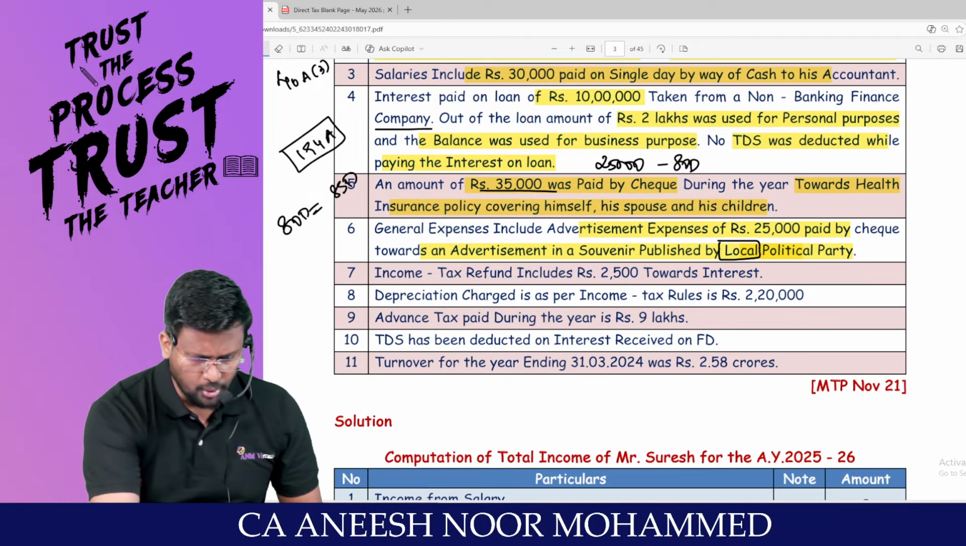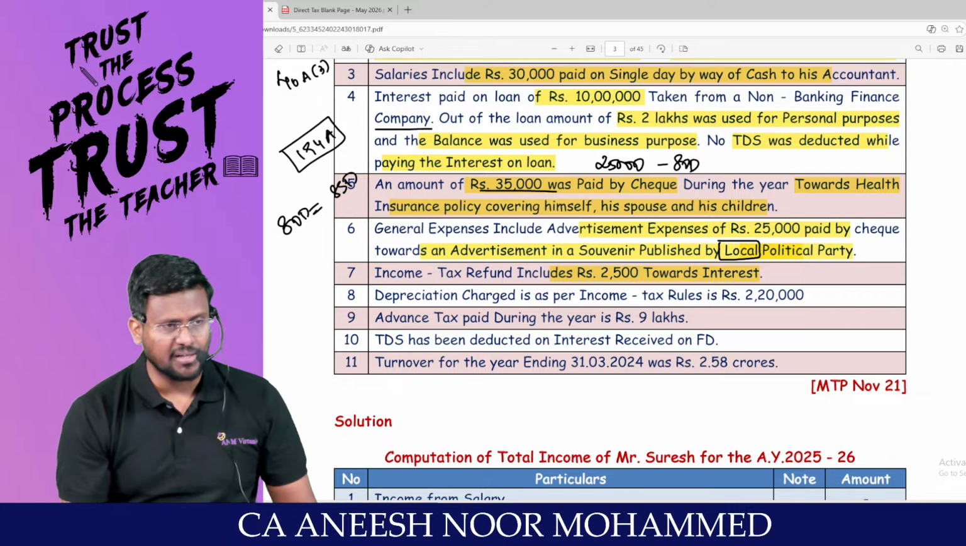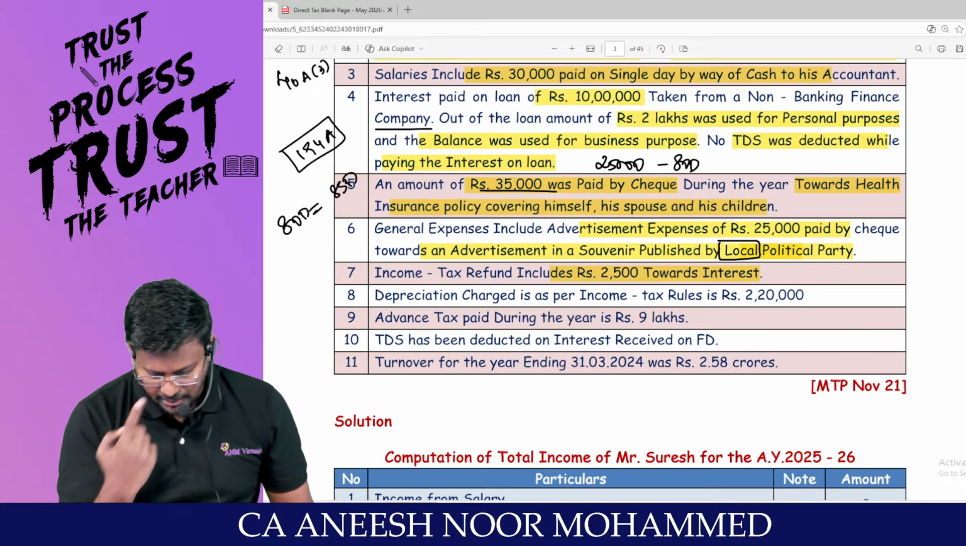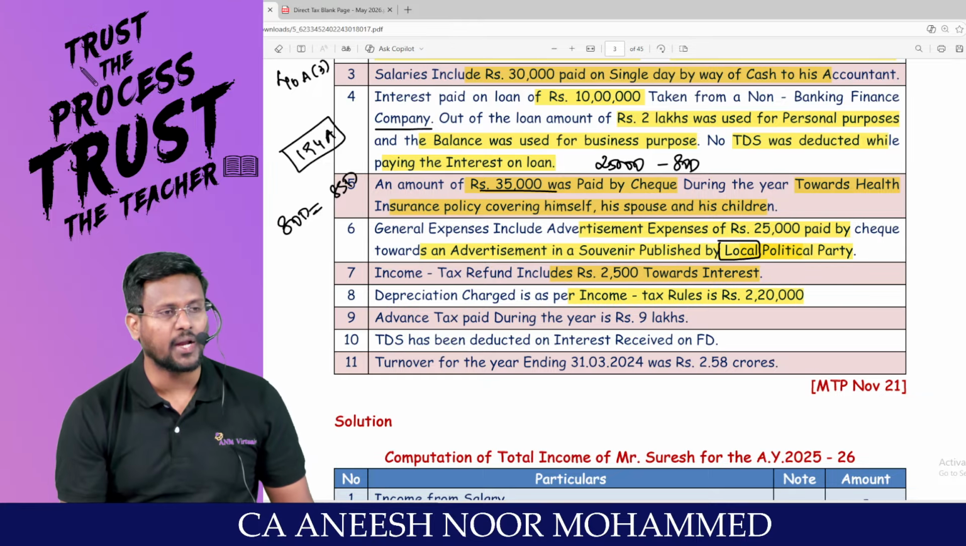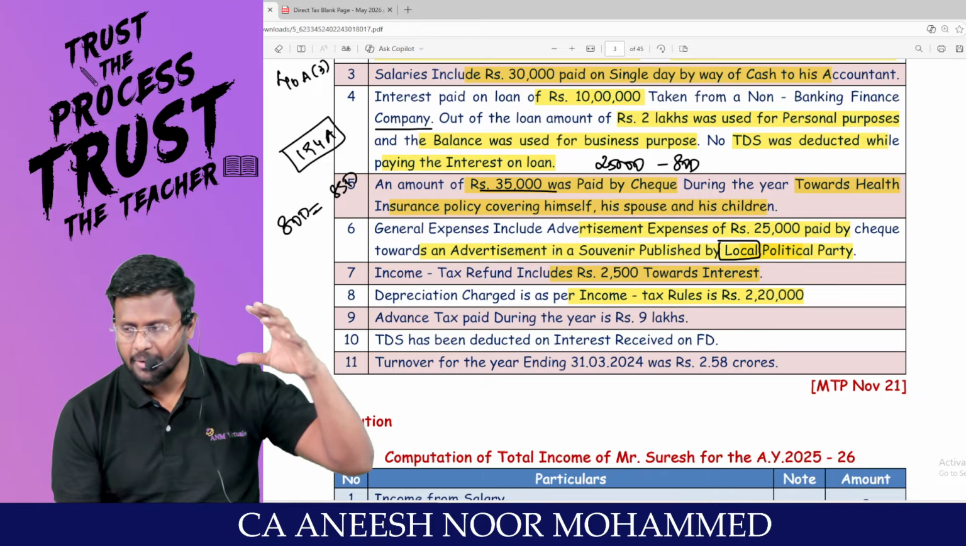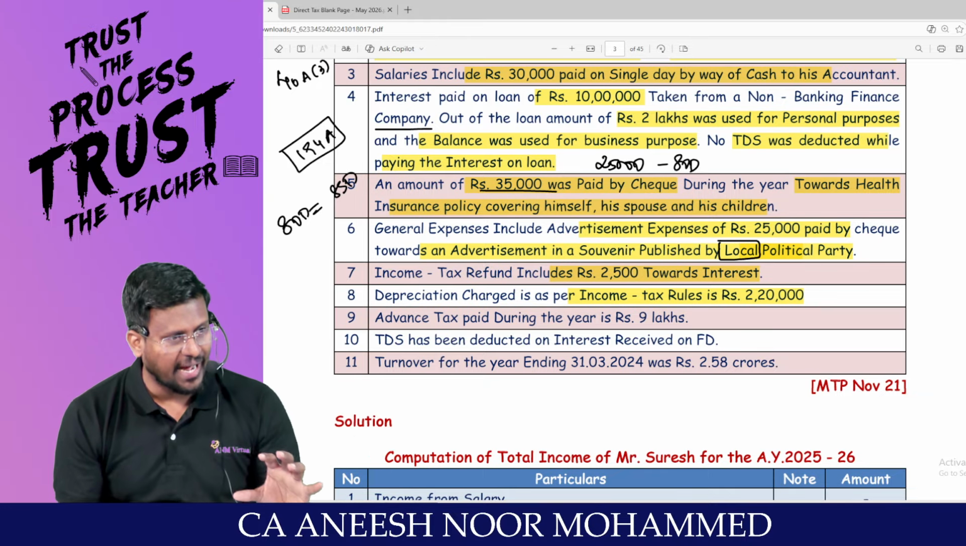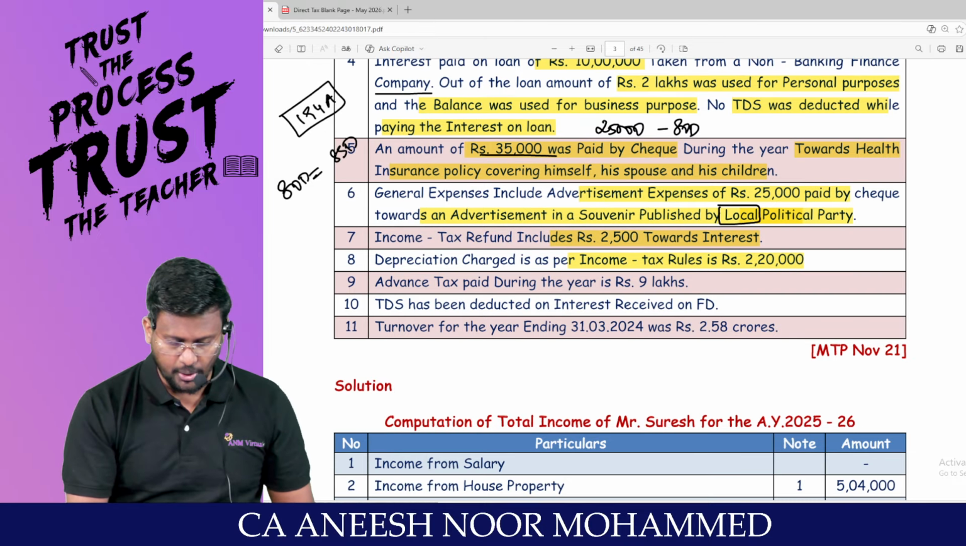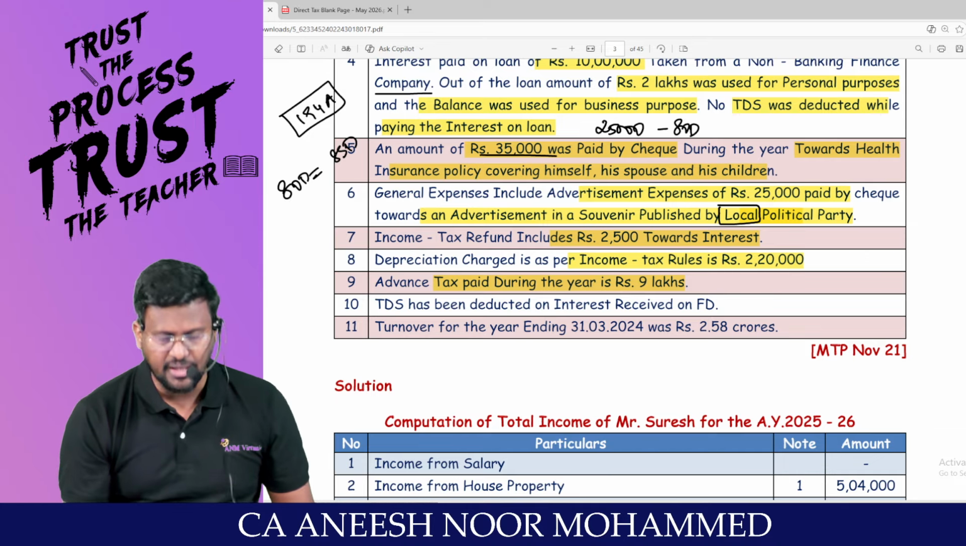Income tax refund includes 2,500 towards interest. That interest will be taxable under IFOS. Depreciation charged as per income tax rules is 2,20,000. That means the depreciation debited to P&L account will be as per the books of accounts. It should be added back, and this 2,20,000 can be reduced. Advance tax paid during the year is 9 lakh.